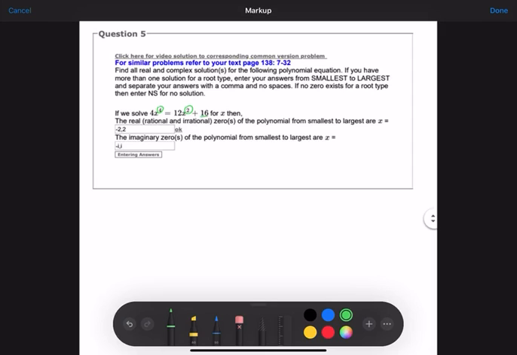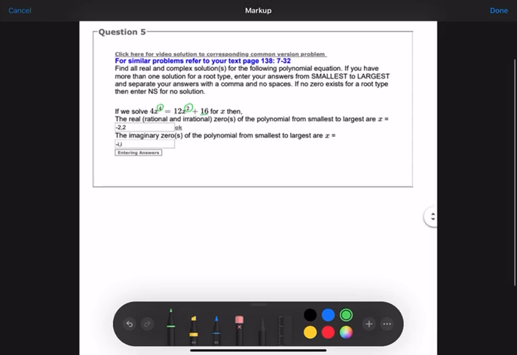So step 1 is going to be to get all the terms on one side and set it equal to 0. So I'm going to be moving the 12x squared and the 16 to the other side. So I'm going to have 4x to the fourth, and I'm going to subtract the 12x squared over, and then minus 16 equals 0. So the first thing I want to do is see if I have a greatest common factor, which I do. I can take out a 4, so I'm going to go ahead and do that. I'm left with x to the fourth minus 3x squared minus 4 equals 0.